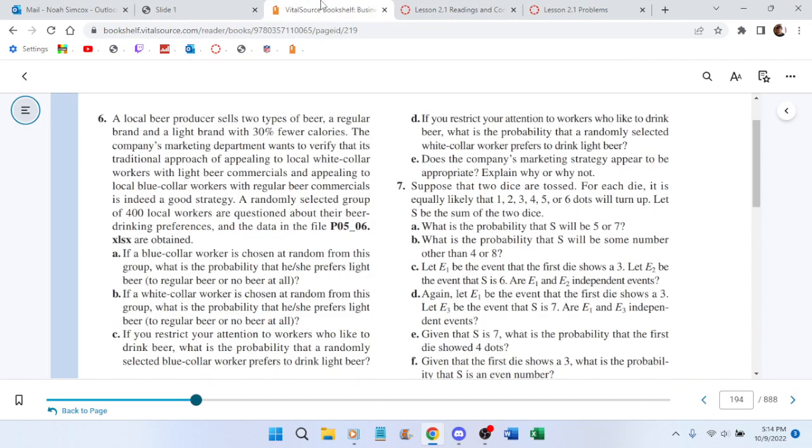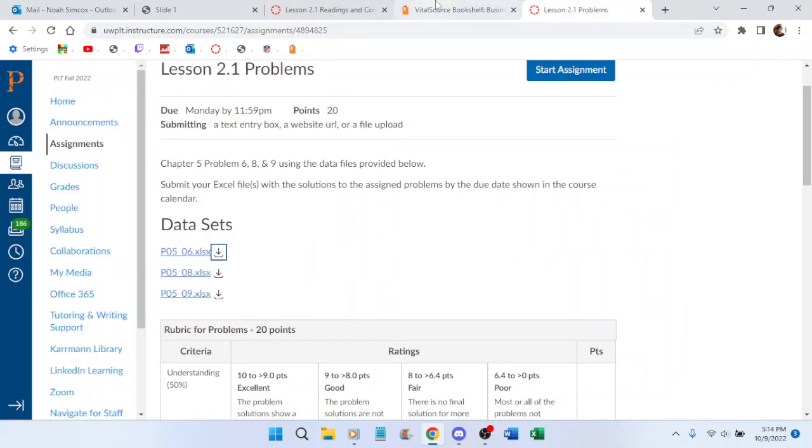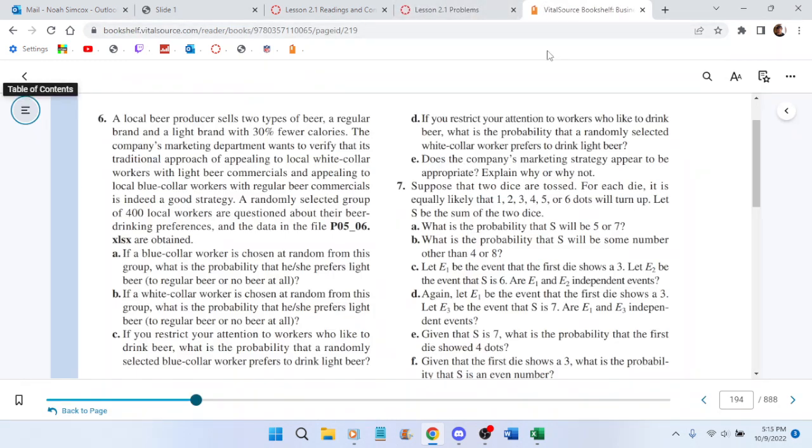What does the problem say? 6, 8, and 9. There are 2 types of beer, regular and light. The marketing department wants to verify that its traditional approach of appealing to local white-collar workers with light beer commercials and appealing to local blue-collar workers with regular beer commercials works. A randomly selected group of 400 local workers are questioned about their beer drinking preferences, and the data is obtained.